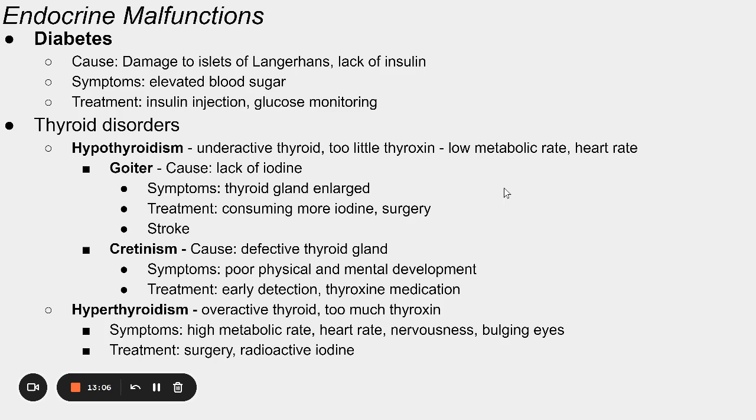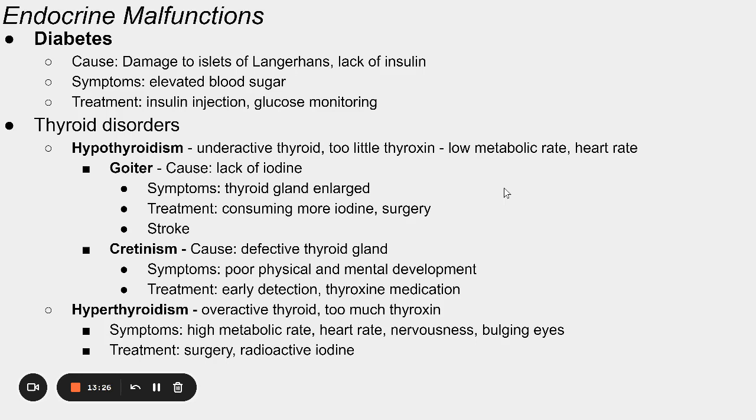There's other types of endocrine disorders. Hypo or hyperthyroidism are disorders of the thyroid gland. Your thyroid gland's in your neck. It looks actually like a bow tie around your neck, and it produces hormones that regulate our metabolism.